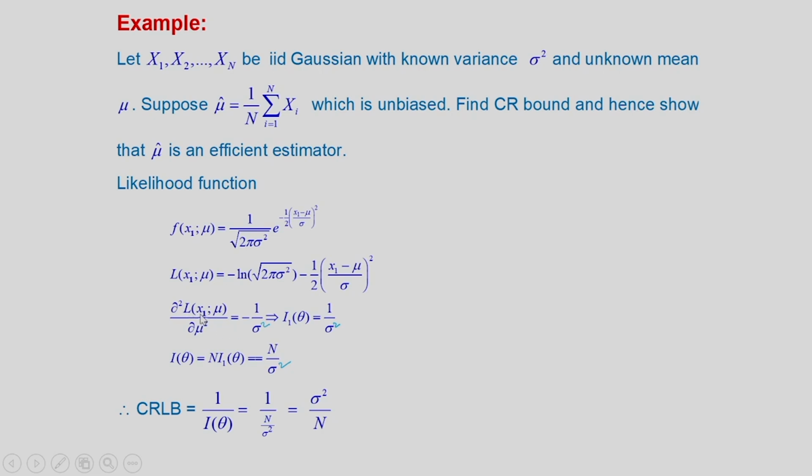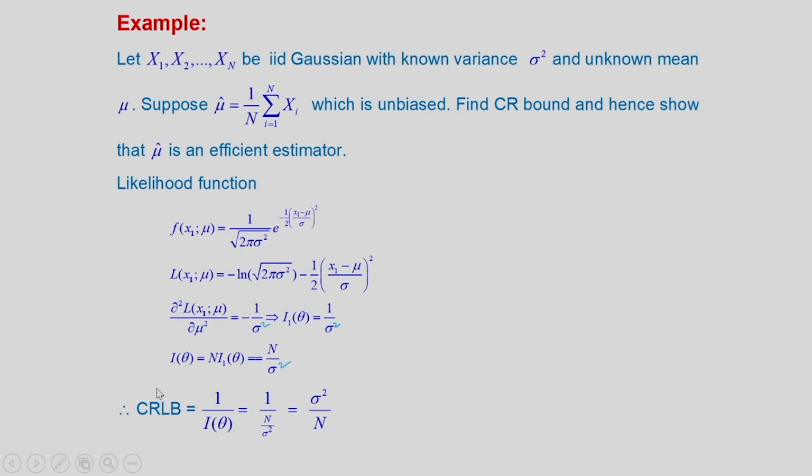And therefore the second order partial derivative, del 2 L del mu square, will be equal to minus 1 by sigma square, because this expression only involves mu. If we take the derivative twice, mu will not be there, so it will be simply 1 divided by sigma square. Therefore I1 theta, if I consider only one random variable x1, will be equal to 1 by sigma square. And since the xi's are IID, I theta will be n times I1 theta, that is equal to n by sigma square.